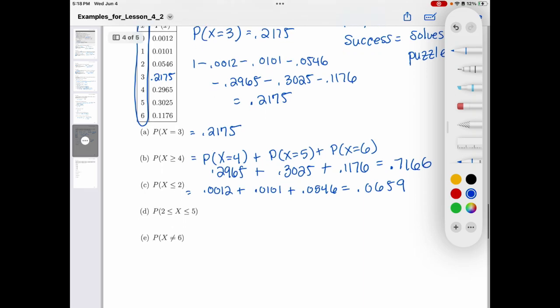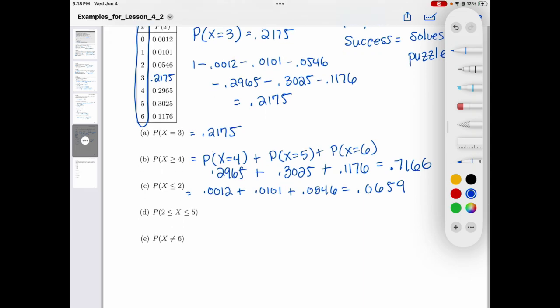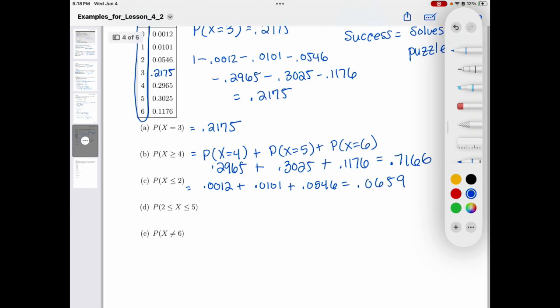For part D, we're looking at the probabilities that are between 2 and 5, including 2 and 5. So we're going to add 2, 3, 4, and 5 together. So we have 0.0546 plus 0.2175 plus 0.2965 and then plus 0.3025. Now, when we add all of that up, we get 0.8711.